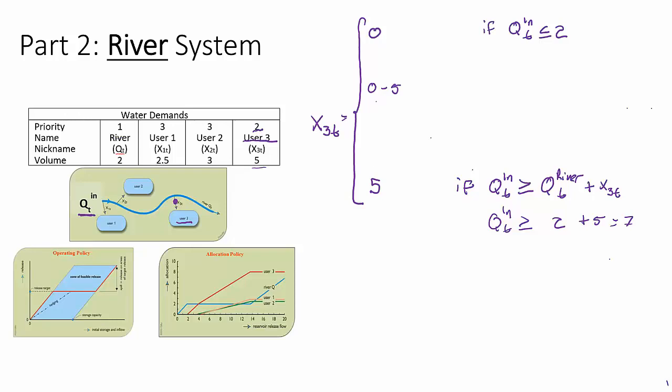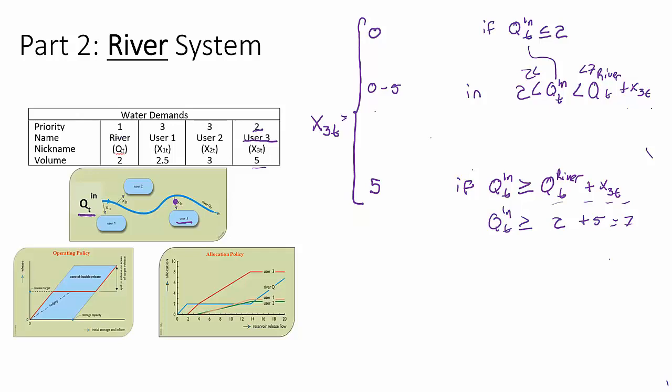When can it receive something in the middle? So that will happen when, and again, I'm just going to do this guy here in the middle. So Q in, when Q in is greater than 2, but is less than our guy here, which is Q river plus X3. So when Q in is greater than 2, but also less than 7, that's when this will happen.